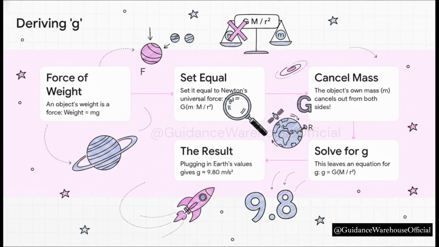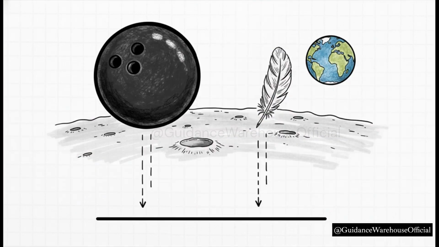The mass of the object itself, that little m, is on both sides of the equation, so it just cancels out. And when you solve for g, you get about 9.8 meters per second squared. And you did it using only the mass of the Earth, the radius of the Earth, and that constant G. And this right here is the reason Galileo was right all along.